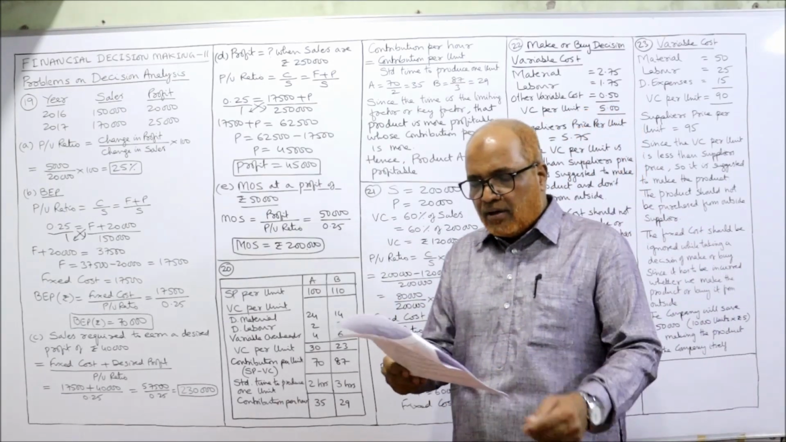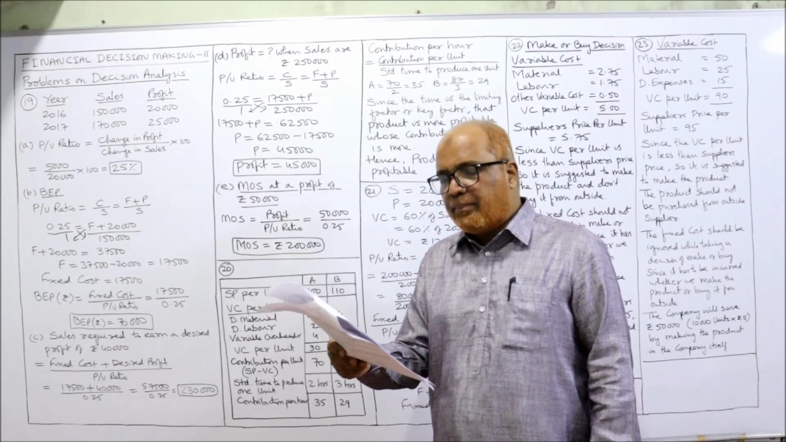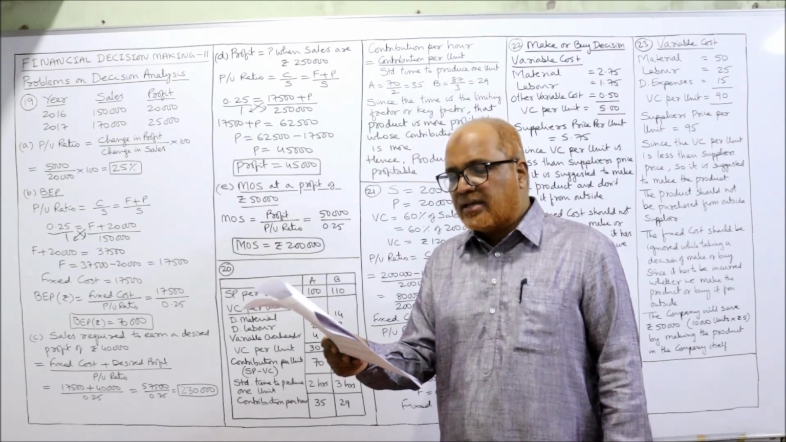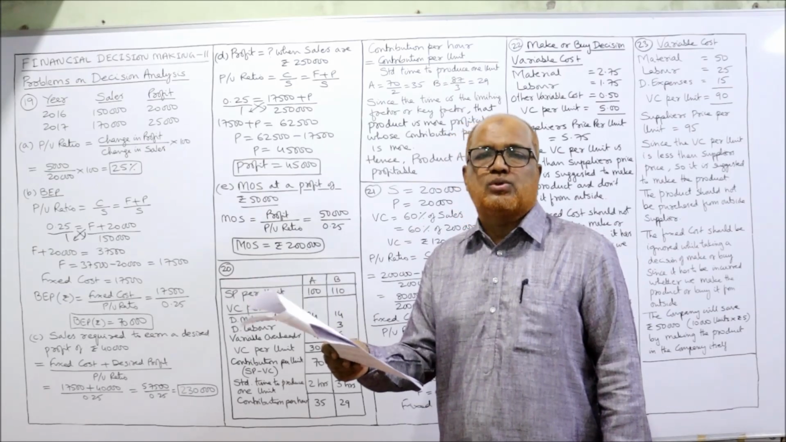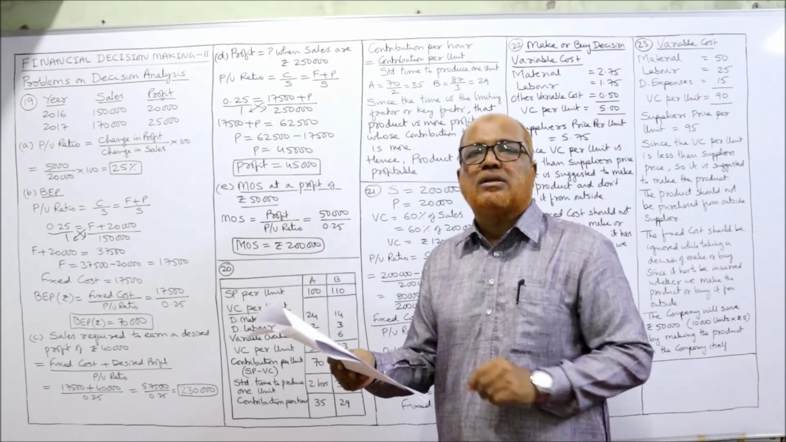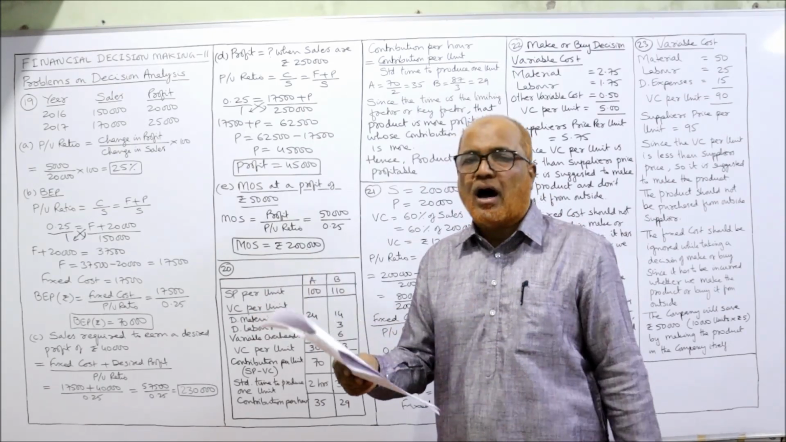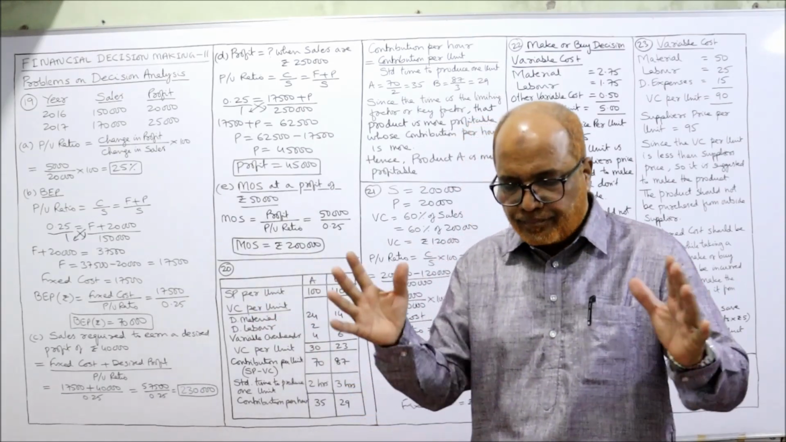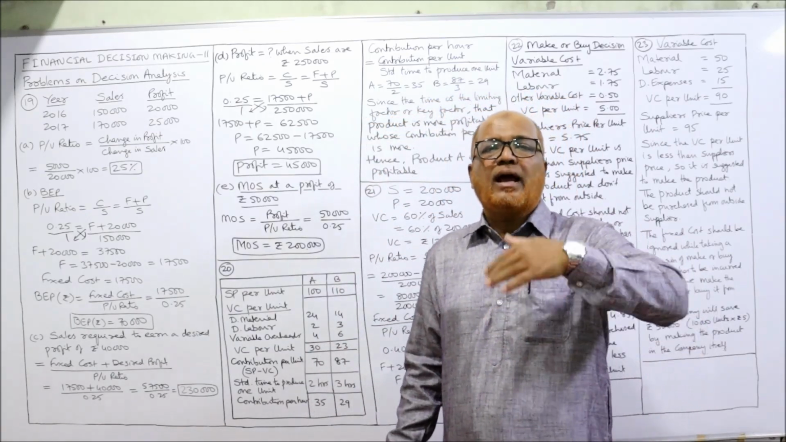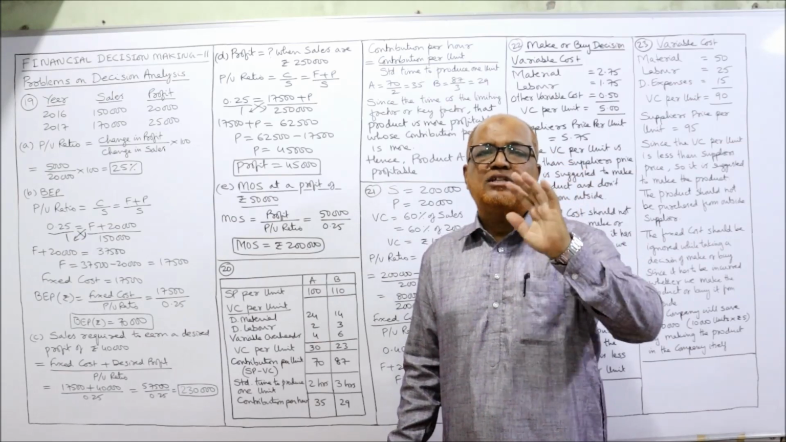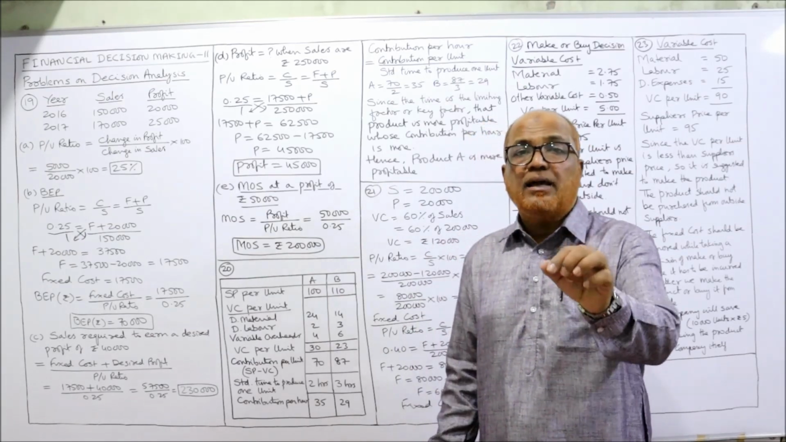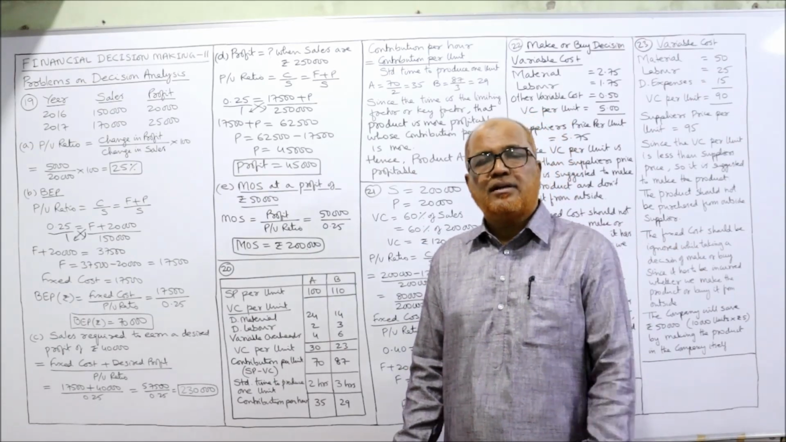Now information given: product A per unit, product B per unit, direct material, direct labor, variable overhead, selling price, and standard time to produce. The standard time to produce 1 unit is 2 hours for product A and 3 hours for product B. This is the information given. We are required to recommend to the company which product is more profitable. A product is profitable or B product is profitable. Time being the key factor, right?